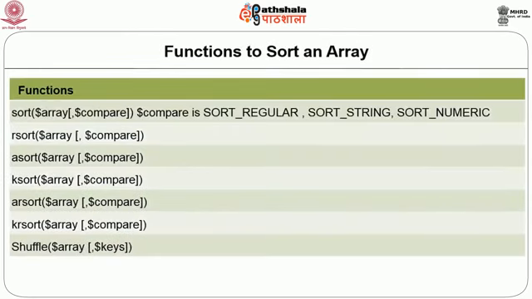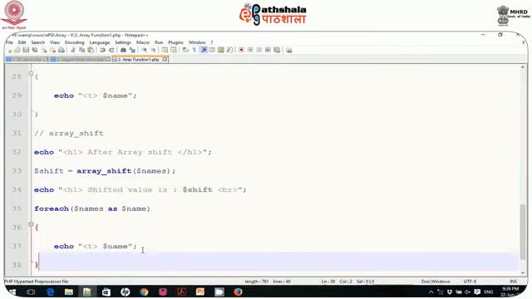These functions are helpful to sort an array, because you require to sort an array whenever you use it. One such function is sort, that will sort the array and takes an optional parameter, compare. Compare is either regular or string or numeric. If you set the constant SORT_STRING, before sorting it will convert the value into string and then sort it. Let me give a demonstration of that.